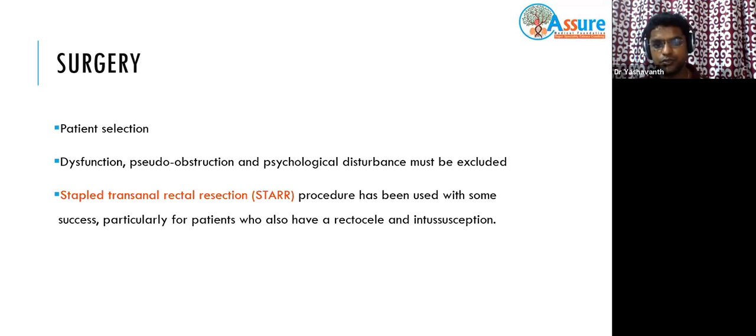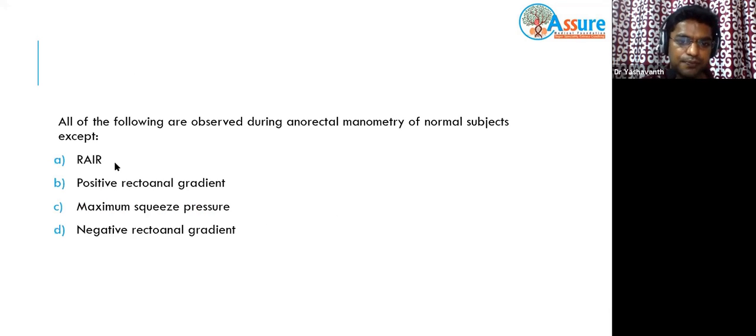So there is no point in doing a surgery in these patients, and this requires a long-term complaint from the patient, and it is aesthetically not preferred if you have a stoma bag. But a lot of these patients would have suffered so much that they will be ready for this procedure, but a proper counseling is preferred. The only procedure whose name you need to remember is stapled transanal rectal resection, the STAR procedure, which is being done with some success, or else it is colostomy or ileostomy that is done.